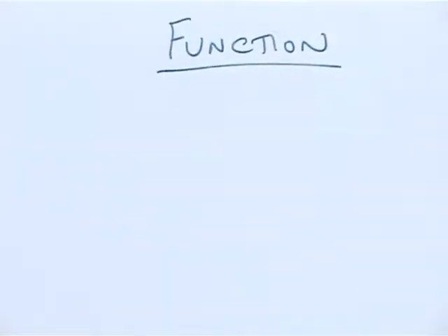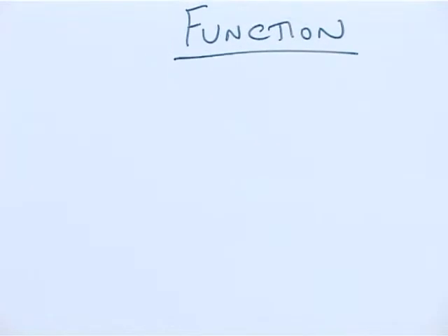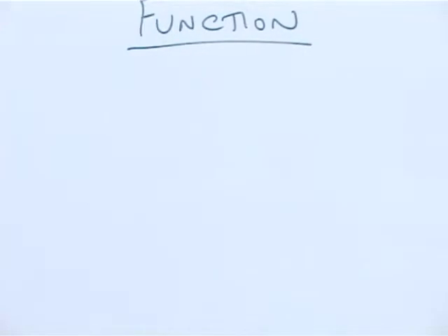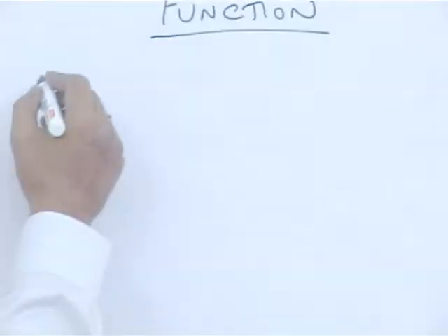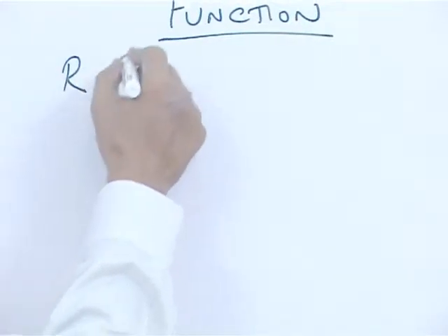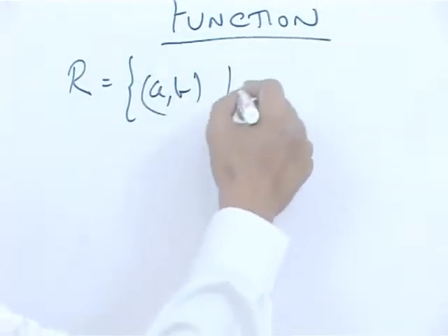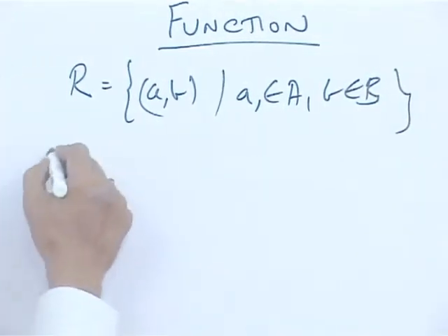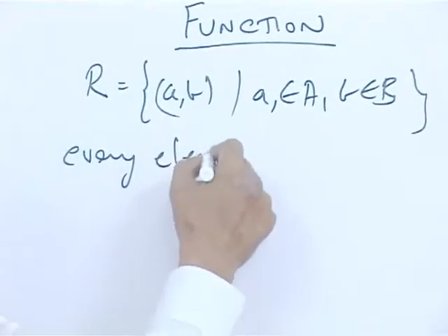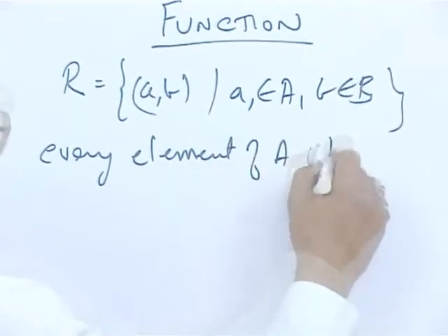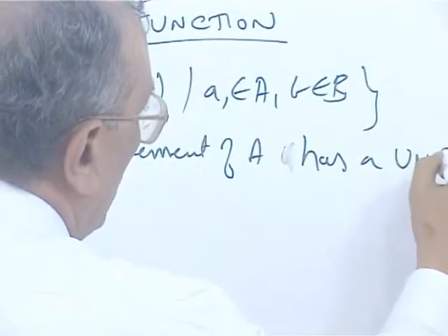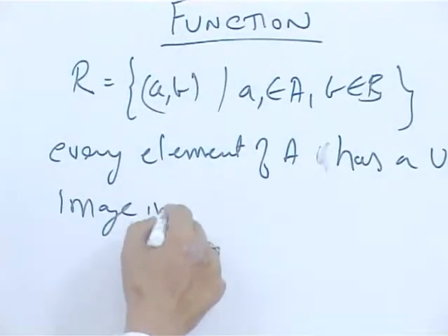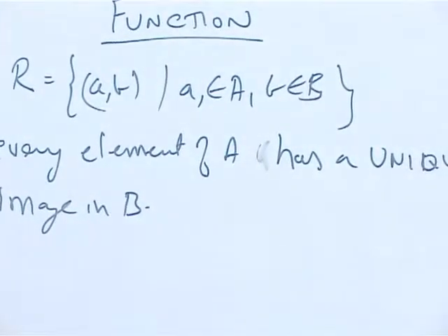Now we go into the lesson called functions. First of all, we have already learned what is relation and function in class 11. To recapitulate, a function is a relation containing ordered pair a comma b, such that a belongs to A and b belongs to B, and every element of A has a unique, one and only image in B, then we call it a function.